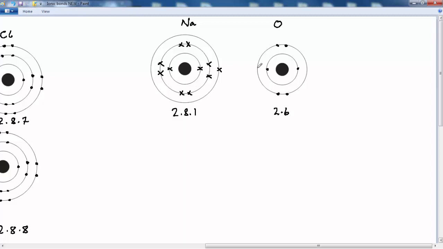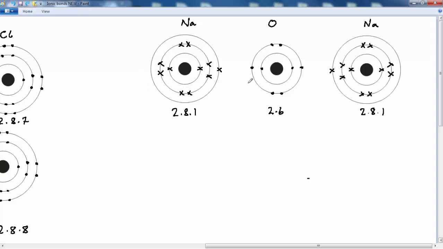So unlike chlorine, oxygen wants to acquire 2 extra electrons in order to complete the outer shell and have a stable electron configuration. And to do that, it's going to react with 2 sodium atoms. One of its electrons it's going to acquire from this sodium atom, and the other electron it's going to acquire from this sodium atom. So the new arrangement is going to look like this.